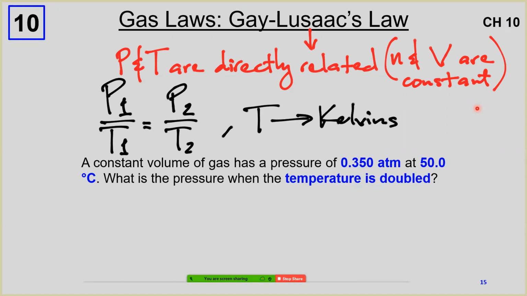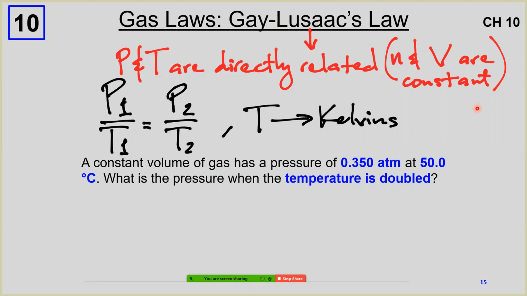All right, so here we have a constant volume of gas that has a pressure of 0.350 and a temperature of 50 degrees Celsius. What is the pressure when the temperature is doubled? Okay, so according to Gay-Lussac's law, if you were to increase temperature, you would also increase pressure. So you would expect pressure to increase here. And again, it says constant volume, so we don't have to worry about that.